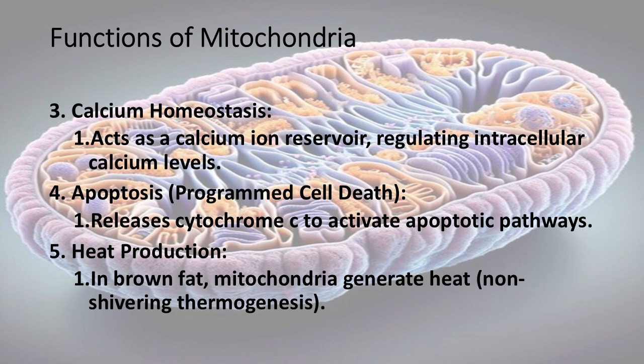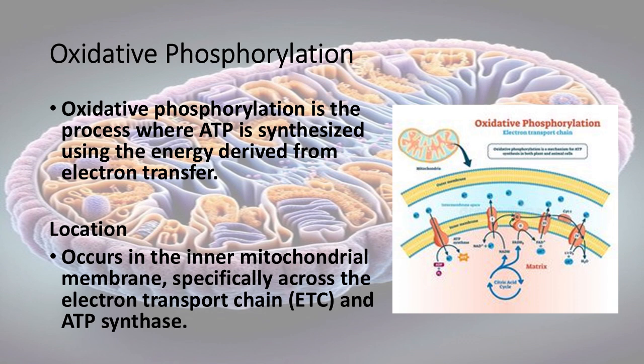Calcium homeostasis: acts as a calcium ion reservoir, regulating intracellular calcium levels. Apoptosis, programmed cell death: releases cytochrome C to activate apoptotic pathways. Heat production: in brown fat, mitochondria generate heat. Non-shivering thermogenesis. Oxidative phosphorylation is the process where ATP is synthesized using the energy derived from electron transfer.